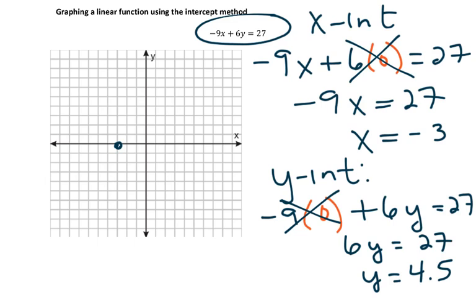So if I were to graph this on the coordinate plane, on the y-axis, I'm going to go up 4.5. So 1, 2, 3, 4.5 is right there, if I can graph it correctly. And just like before, we have 2 points. We connect those 2 points. And there is the equation, or there is our line.